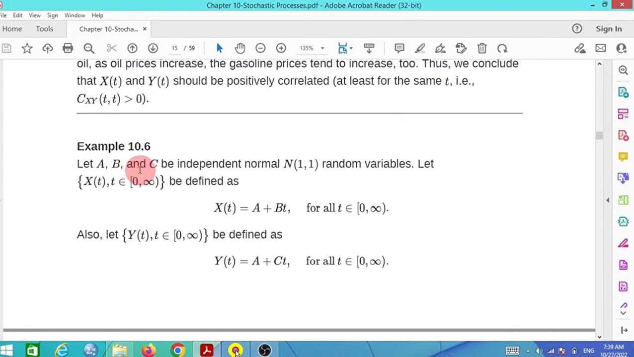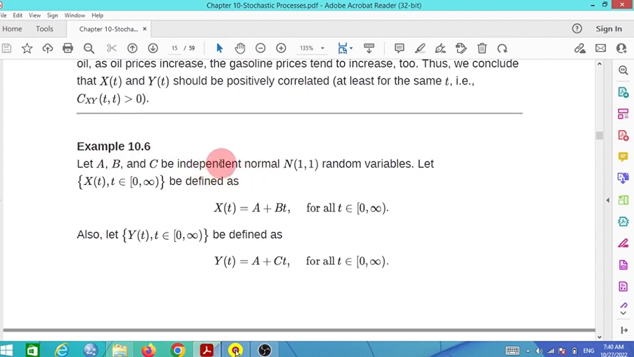Let A, B, and C be independent, normal with mean 1 and variance 1. Okay, so you have three random variables. A is a random variable, B is a random variable, C is a random variable. These three random variables are independent.